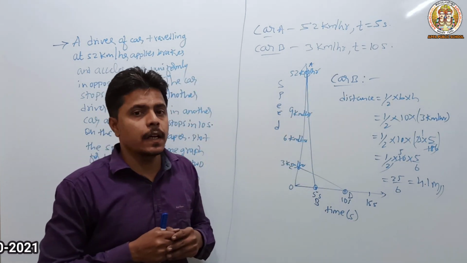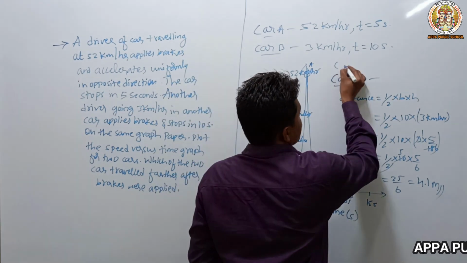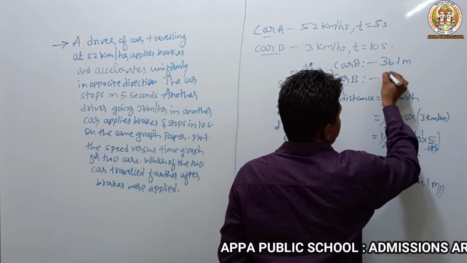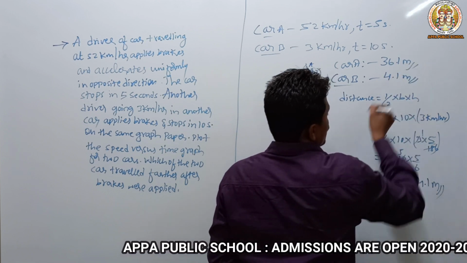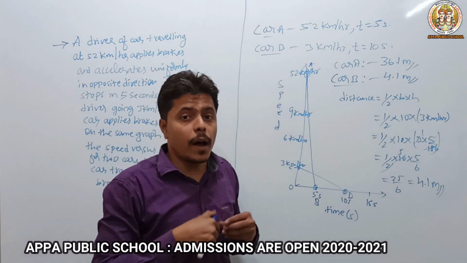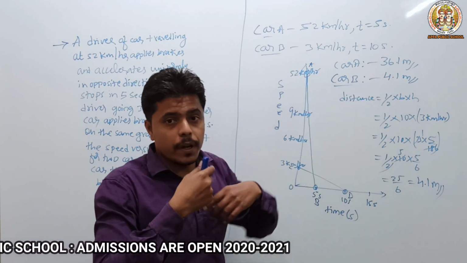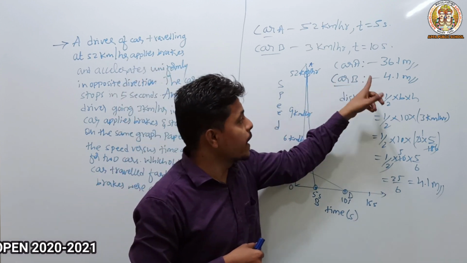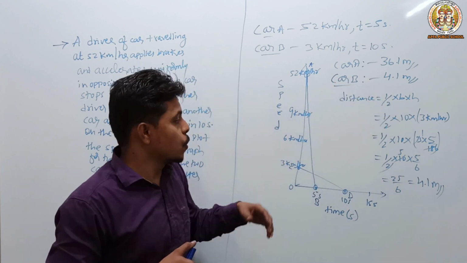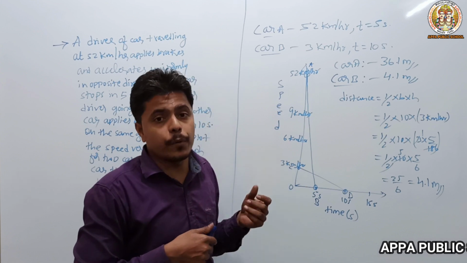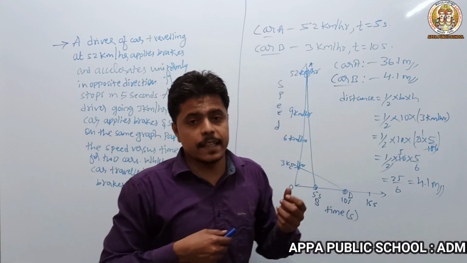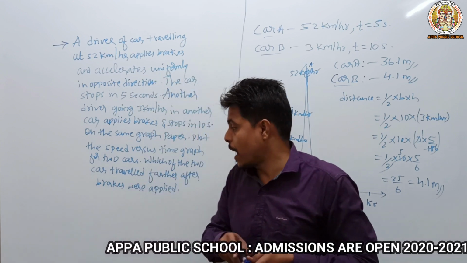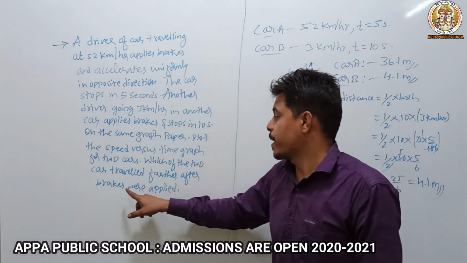So you can see here, for car A we got 36.1 meter and for car B we got 4.1 meter. So which has moved the farther distance, that is nothing but car A, which has moved 36.1 meter, and car B has moved 4.1 meter. So by plotting a rough graph, we got the distance for car A and car B. Lastly, we can say which car traveled farther after brakes were applied.